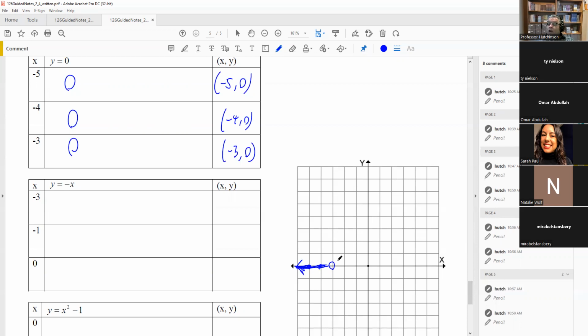That's the only part of the graph you're going to see, because it's only 0 if you're less than negative 3, but negative 3 is not included. That's why we have an open circle at negative 3. Everything goes to the left in this case.